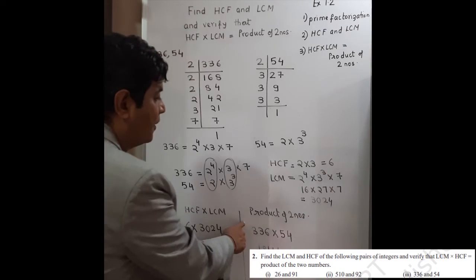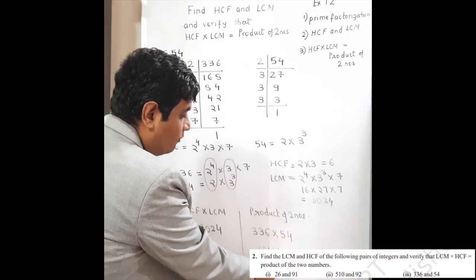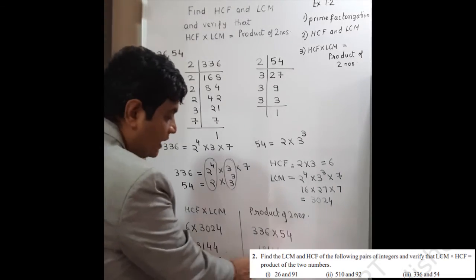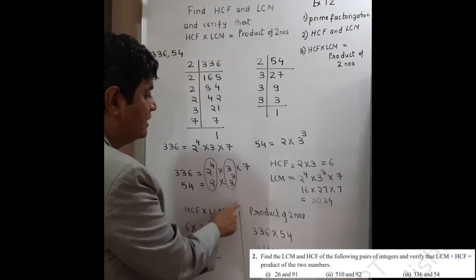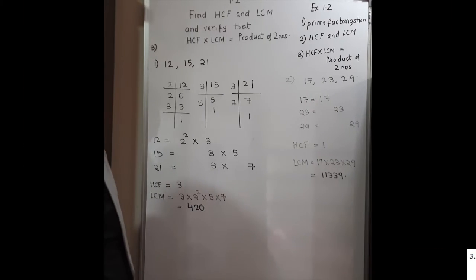Correct? And what is the product of two numbers? It is 336 into 54. So 18144. Both the sides are equal. Hence HCF into LCM is the product of two numbers. Okay, please note down.